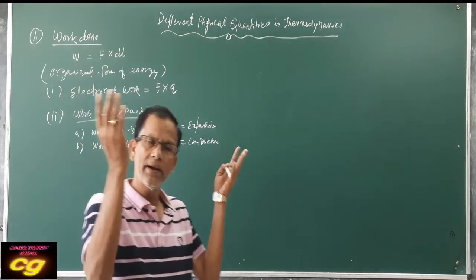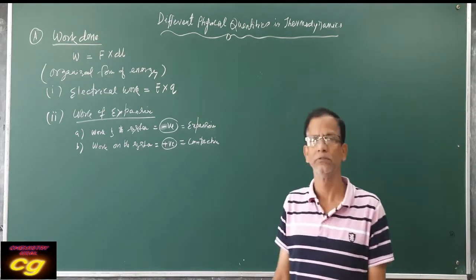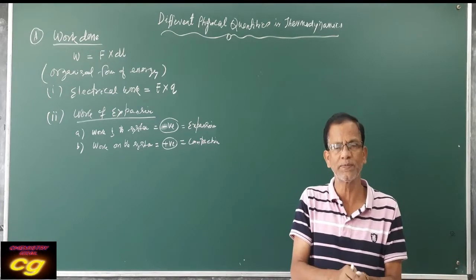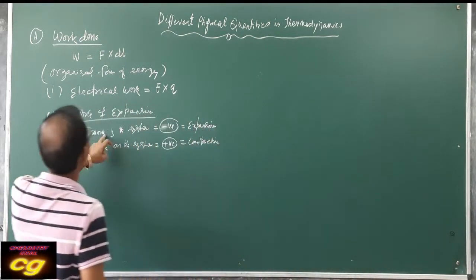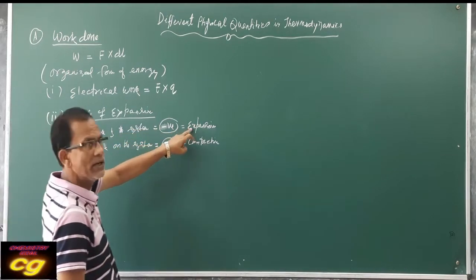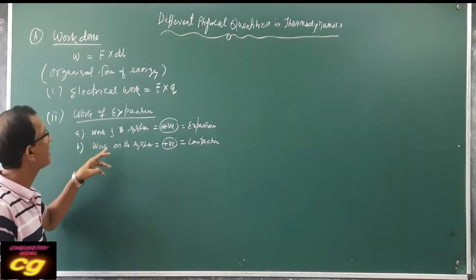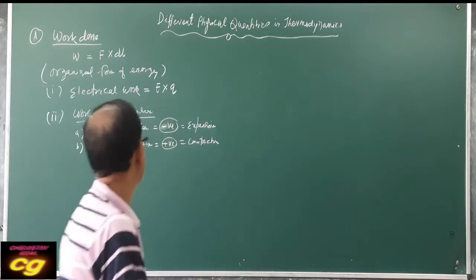Gas can be expanded, gas can be contracted. Contracted means volume is decreased, expansion means volume is increased. So work by the system is negative work done. We have to remember the sign convention: work on the system is positive. So you have to remember this.